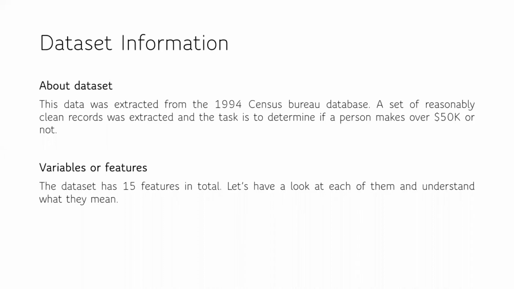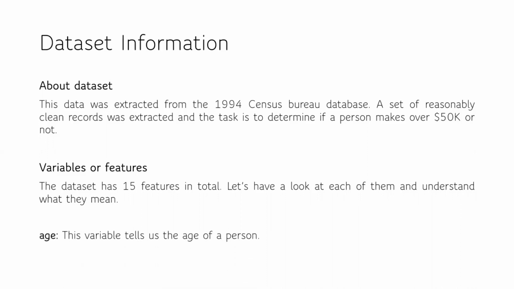Well, first of all, we have some information about our data set that was extracted from the 1994 Census Bureau database. A set of reasonably clean records was extracted, and the task is to determine if a person makes over 50K or not. Now let's talk about the variables or features of the dataset. It consists of 15 features.